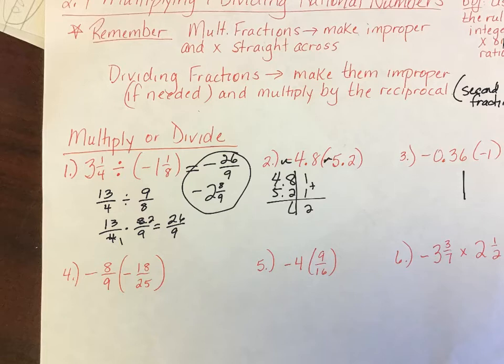8 times 2 is 16. 2 times 4 plus 1 is 9. Here's a 0. 5 times 8 is 40. Carry the 4. That's 24. Add them together. That's a 6. That's a 9. That's a 4. And that's a 2. Move it back 2 places. And my answer is going to be 24.96.